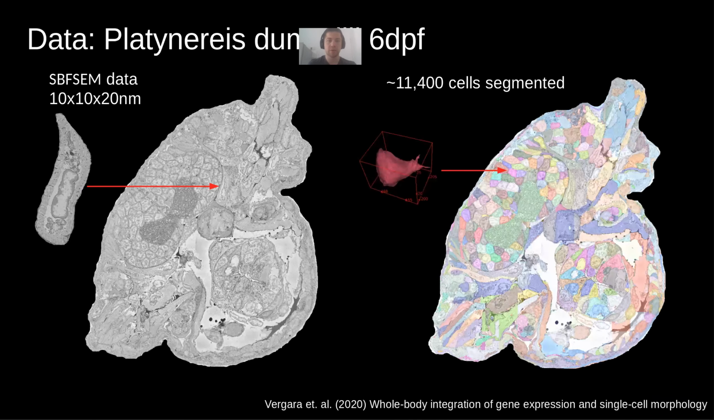So in order to motivate the method that we developed, I want to quickly show you the data that we used throughout this project, which is Platynereis dumerilii at 6 days post-fertilization stage. The data set consists of a 3D electron microscopy volume, where you can see a 2D cross-section of it here on the left side. And in addition to the 3D EM volume, we also have segmentation maps for each of the cells and each of the nuclei of the approximately 11,400 cells.